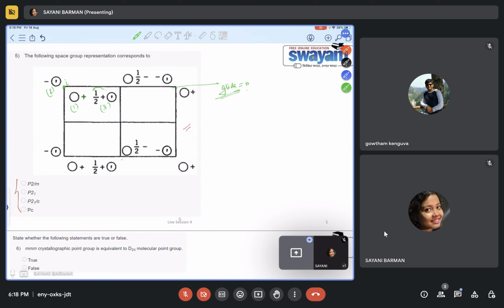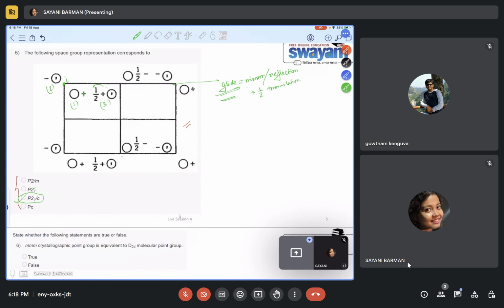Glide means a mirror image or a reflection plus half translation. So there must be some glide plane associated. And here we can see from the options, this is the option where a glide plane is associated. So this must be the option, but we'll derive it slowly. We'll go through the options one by one.